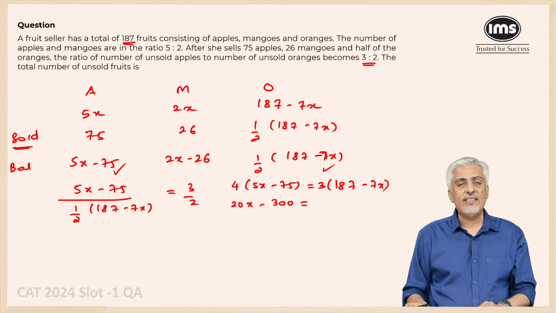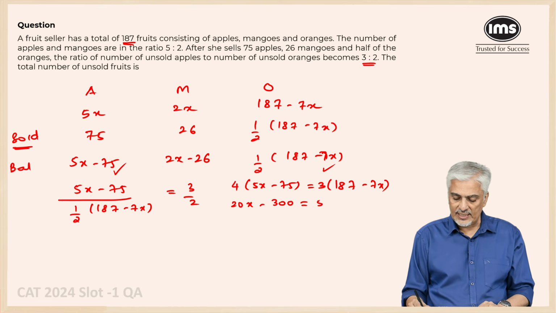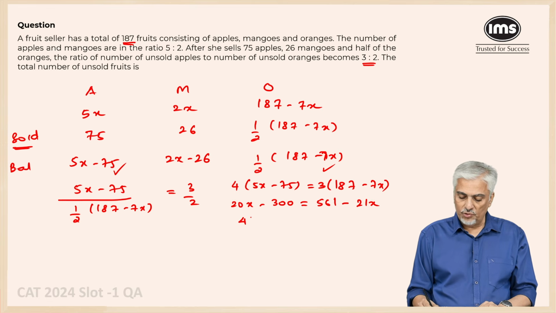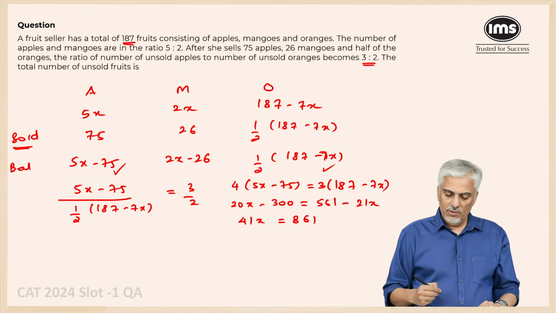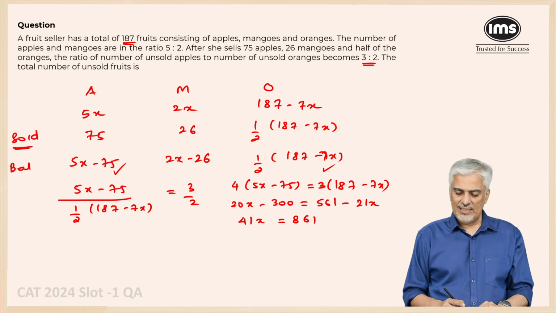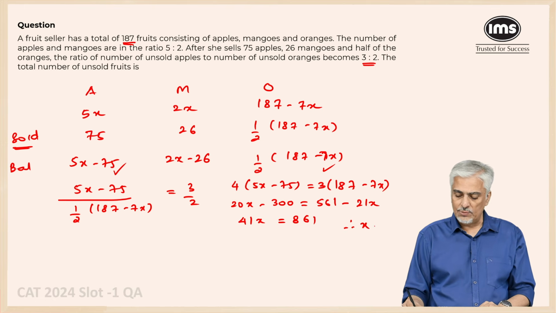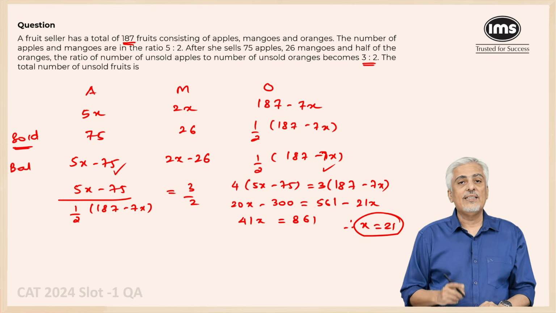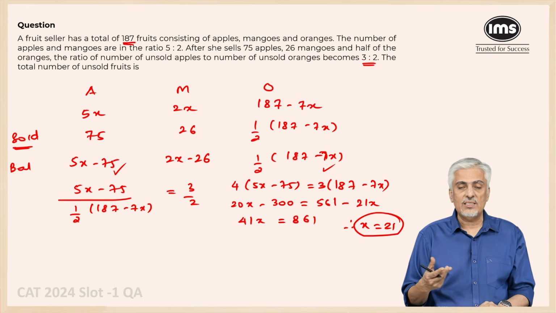187 3s are 187, 540 plus 21, 561 minus 21x. So that's 41x is 861. 41 into what number will give me 861? I think 21. Therefore, x comes out to be 21. Read very carefully what they have asked for. Don't just mark 21 as the answer because it's a trap question.